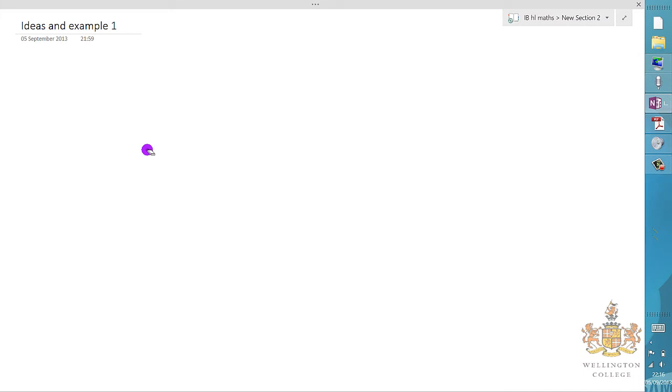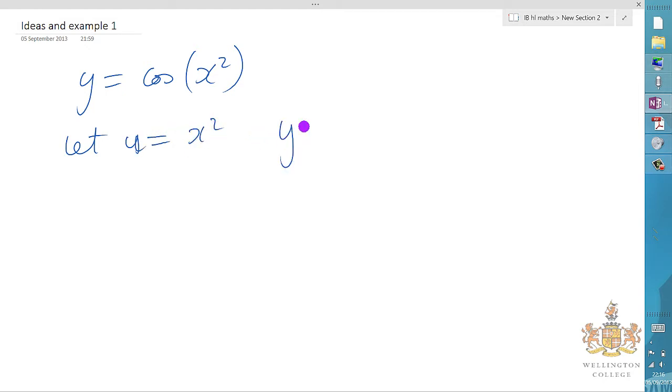First thing I want to do is just look at this little differentiation. I've got y equals cos of x squared. Now how we do that is we'd use the chain rule. What we would do is we'd let u equal x squared, and therefore y would equal cos of u.